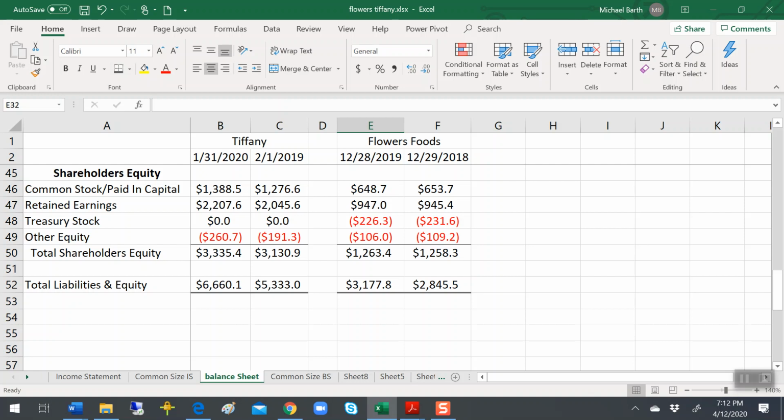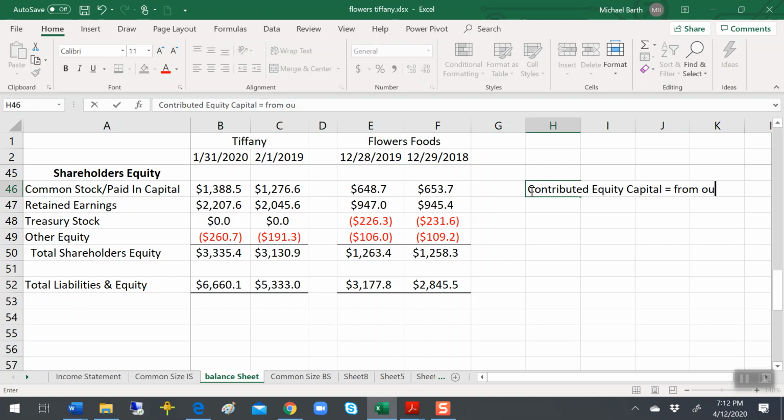So there's actually two major categories of equity: contributed capital, or contributed equity capital, from the outside. When a firm sells shares of stock to investors, that money goes into common stock and paid in capital. Now, most financial analysts use one word for all of that, common stock and paid in capital, because it's basically the same thing.